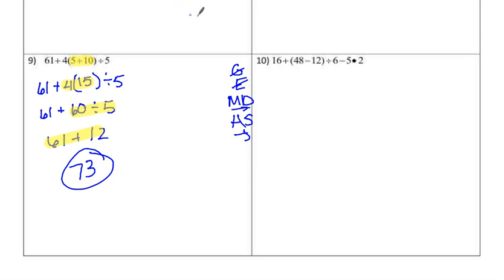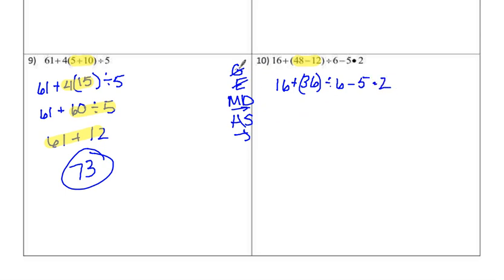And if we look at number 10, I have groupings that I need to solve. So I have 48 minus 12. 48 minus 12 is 36. I have plus, and I can leave it in parentheses so I don't make a mistake. I have plus 16 in the front, divided by 6, minus 5, times 2 in the back.